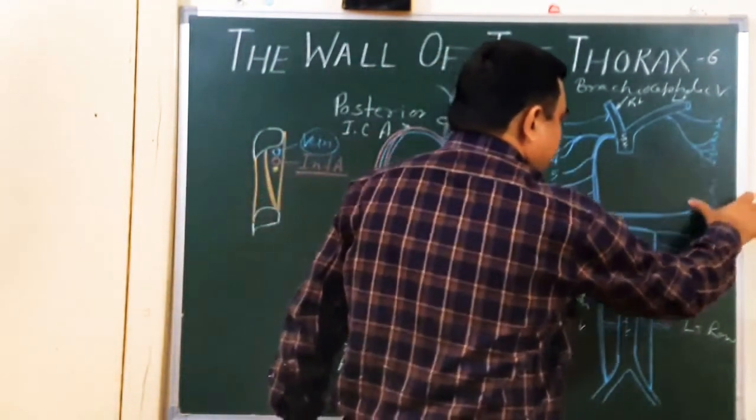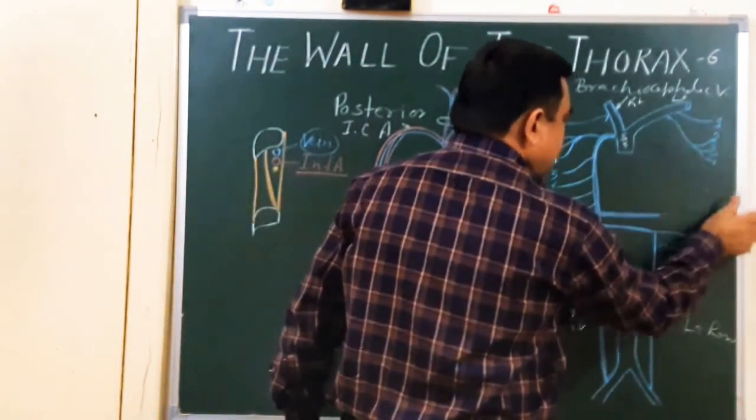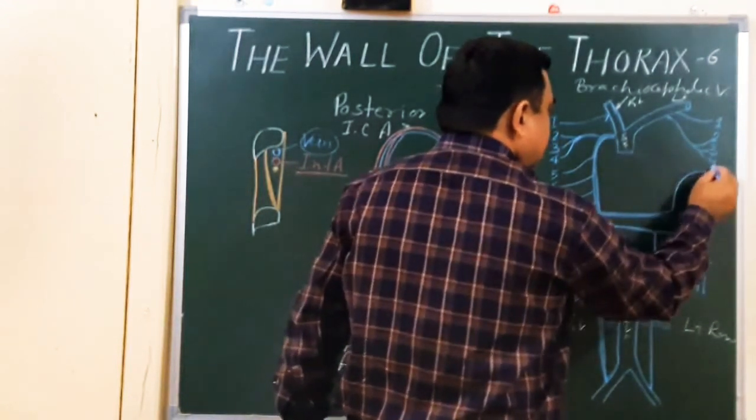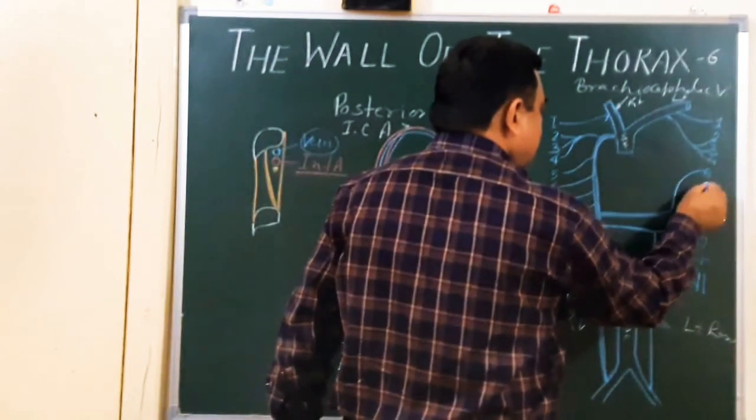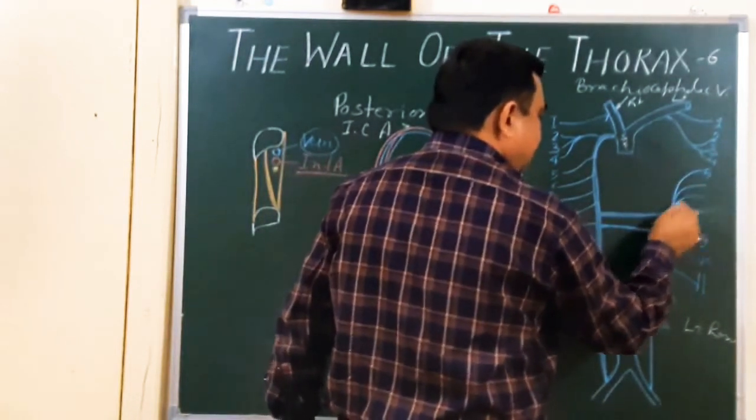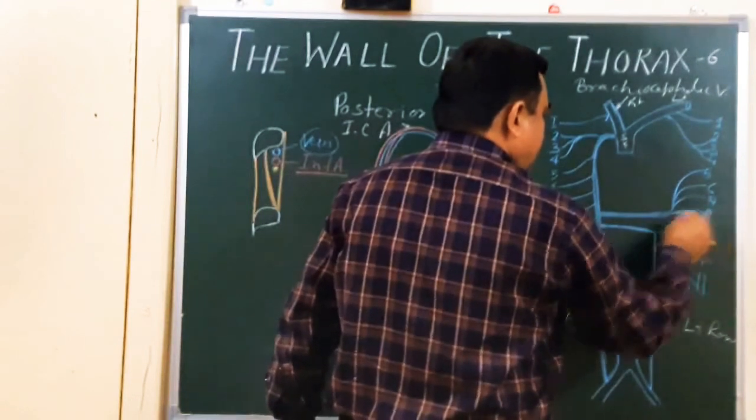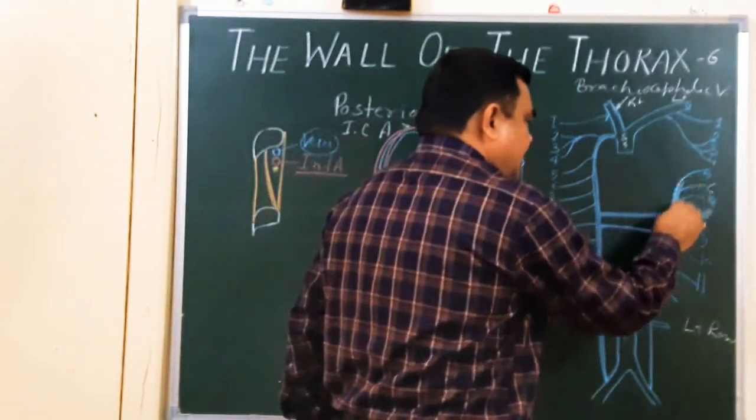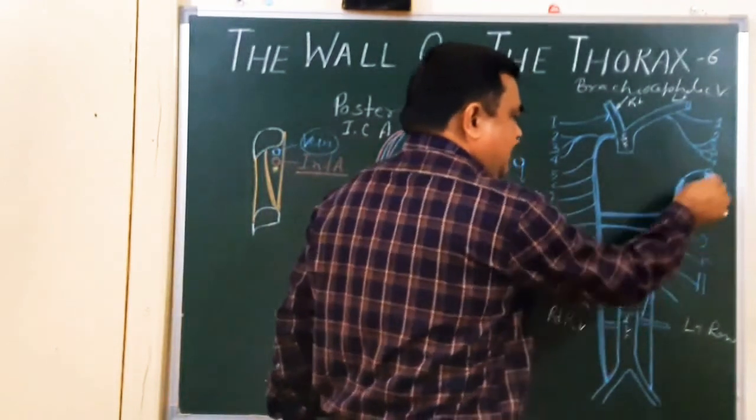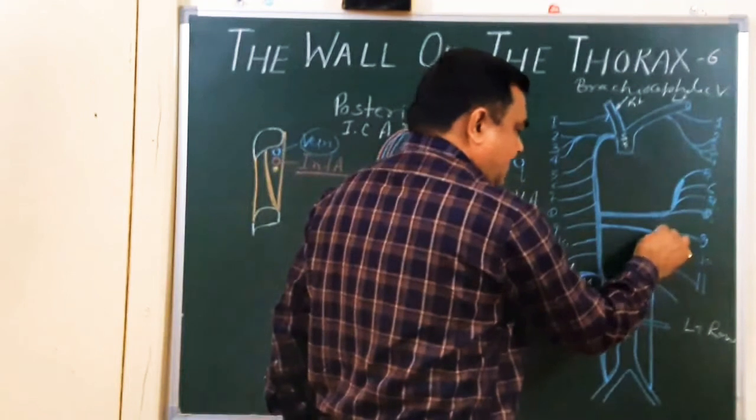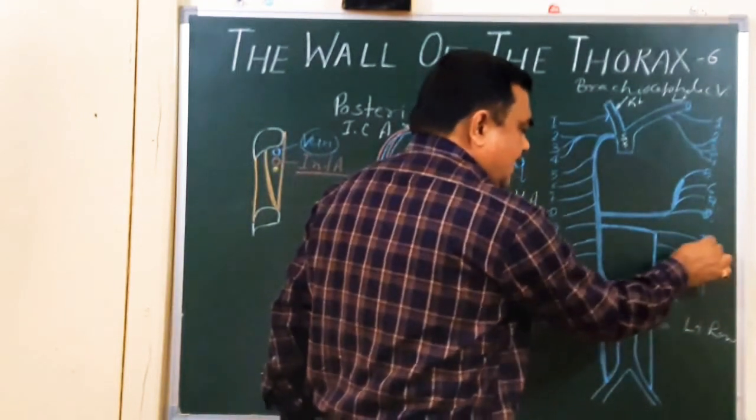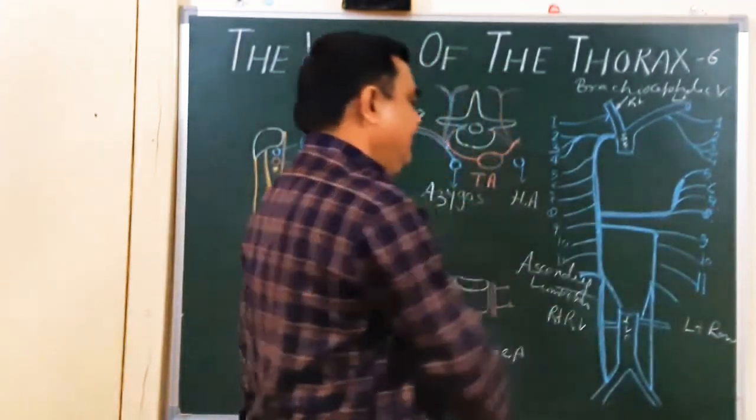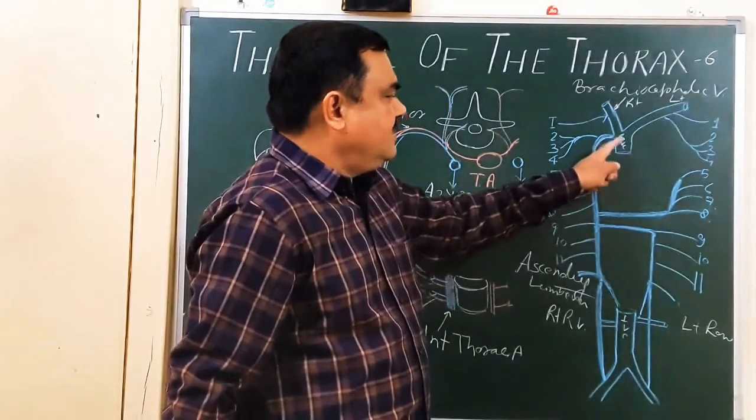So in this diagram, this is 5th, 6th, 7th, 8th. This is accessory hemiazygos, which drains 5th, 6th, 7th, 8th, and this is hemiazygos which drains 9th, 10th and 11th, and both these ultimately drain into azygos vein, and azygos vein drains into the superior vena cava.